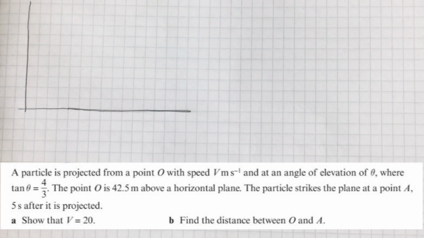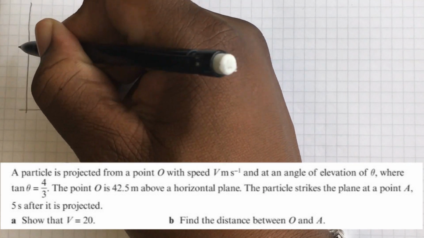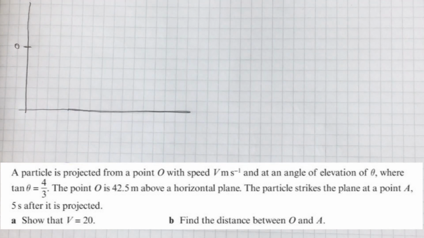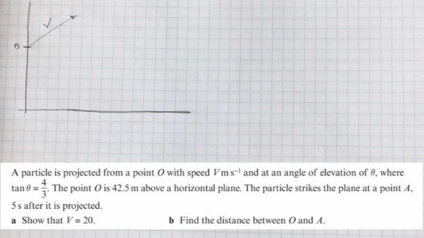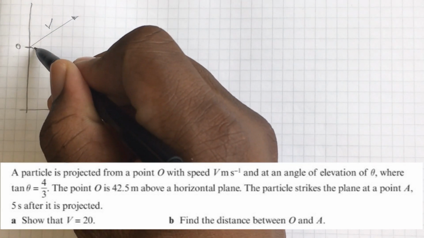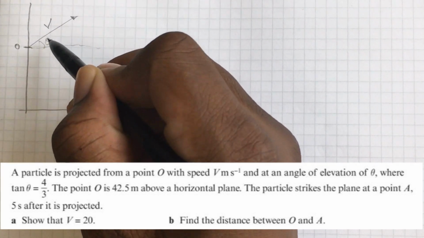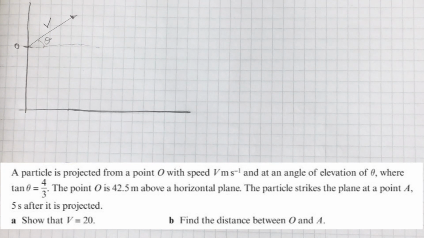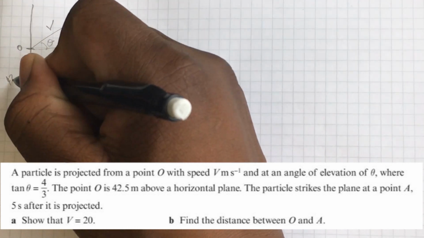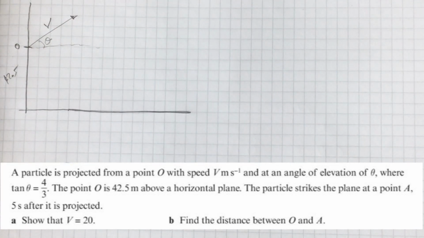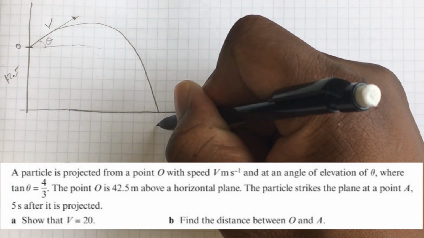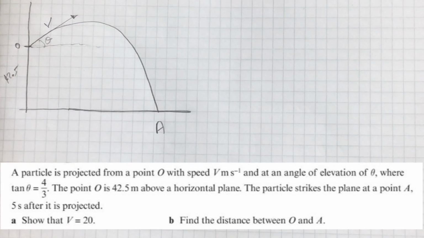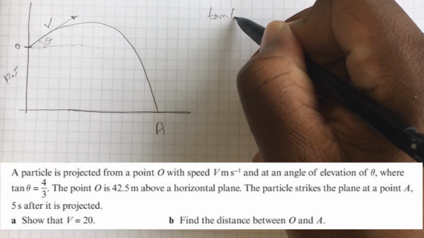Okay, so we'll look at a situation that's different in two ways. Firstly, this particle is projected from a point that is not on the ground. So I'm just going to start with a sketch, drawing O above the ground. The initial velocity is v, and the angle is unknown. So I've got those bits. 42.5 meters above the ground is where this particle's been projected from, and here's my flight path. If it impacts the ground, it's going to impact at the point A.